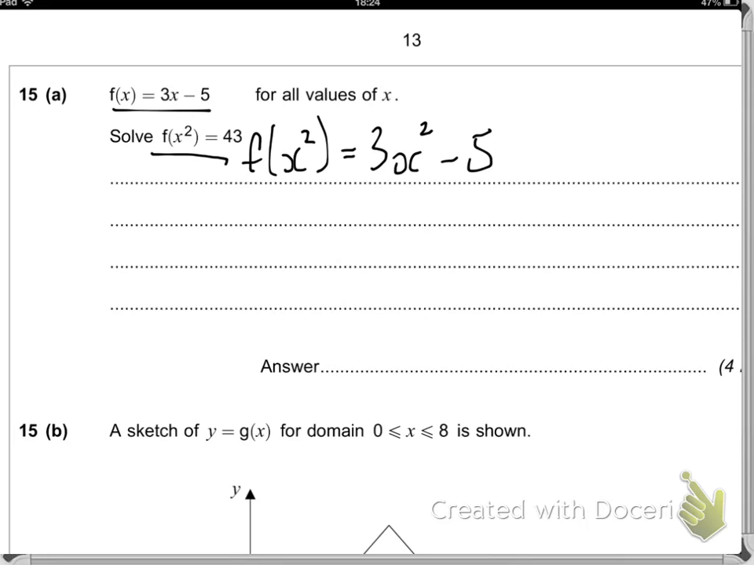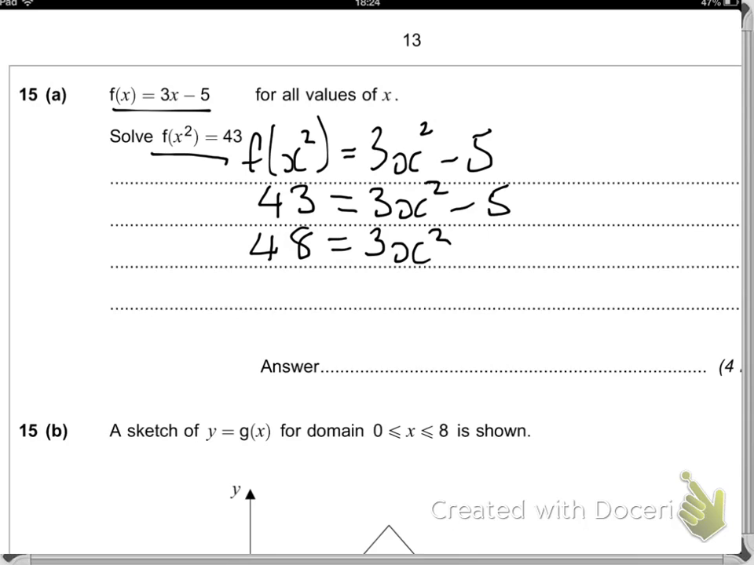It tells you that this thing is equal to 43, so you put it equal to 43, and then you have an equation, and all you've got to do is solve for x. So the first thing we need to do is get rid of the minus 5, so if we add the 5 to that side you get 48. Leave your 3x squared where it is.